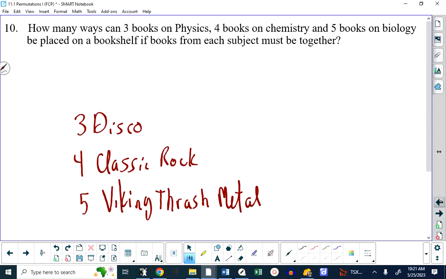Kai, what do you think we should do? 5 factorial plus 4 factorial plus 3 factorial. Turns out not 5 factorial plus 3 factorial plus 4 factorial. And by the way, it's not plus because we have to arrange them and arrange them and arrange them. It's not an or situation.